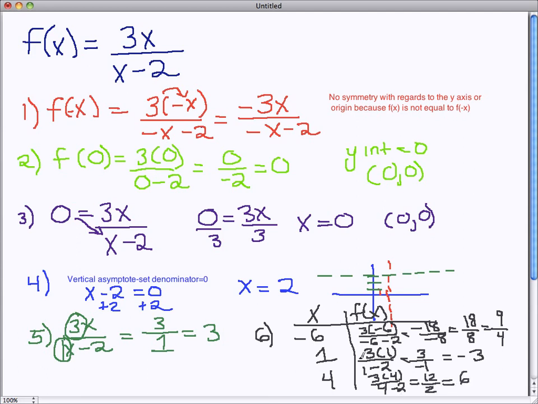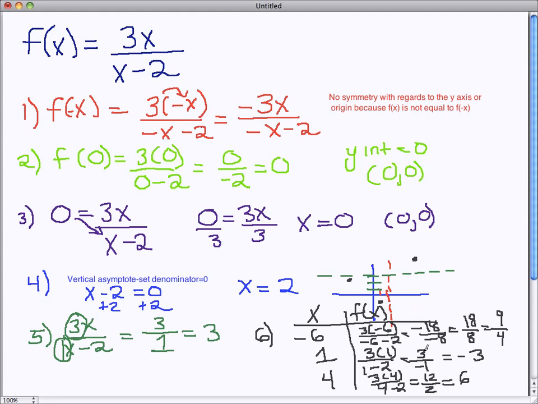And those are some points that you could graph. -6, 9/4. 9/4 would be what? A little over 2. And these would be points that if you were to draw the actual graph, would be on that graph. 4, 6 would be somewhere there. So if you were to complete the graph, you would see those.